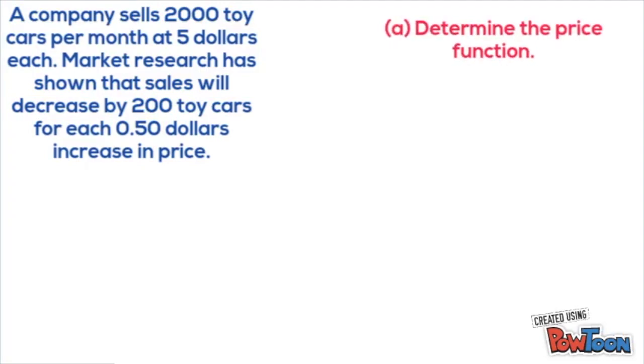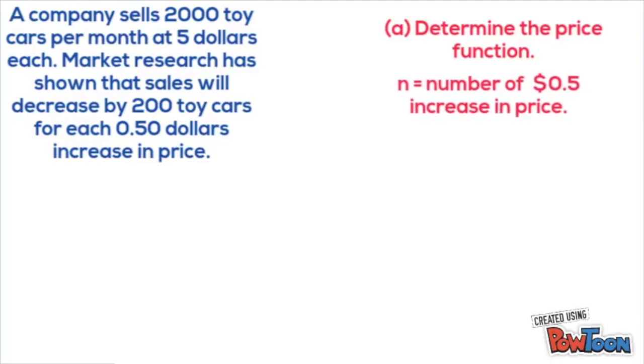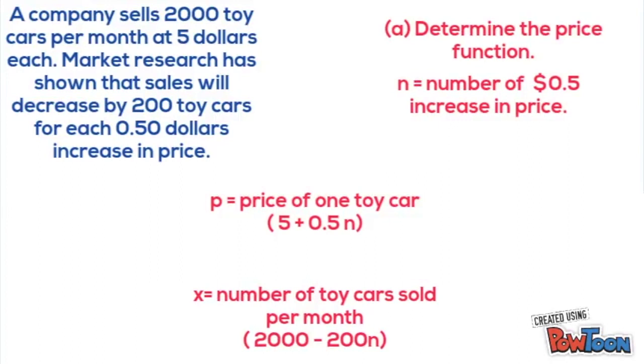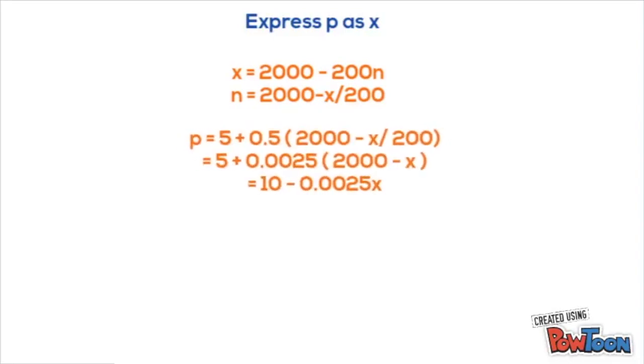To determine the price function, we need 3 variables: n, the number of $0.5 increases in price; p, the price of one toy car, which is 5 + 0.5n; and x, the number of toy cars sold per month, which is 2000 − 200n. Next, we need to express p in terms of x, and we can do this by finding the value of n from x, and then substituting the value into p, which will give us 10 − 0.025x, which is our demand function.